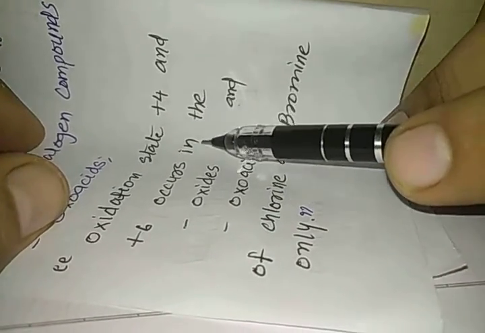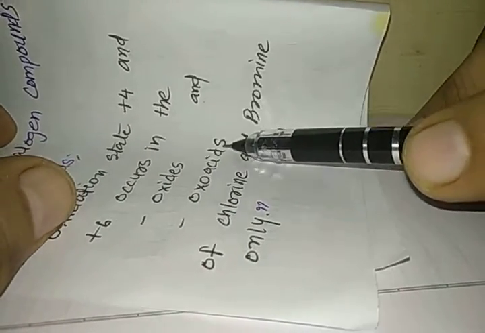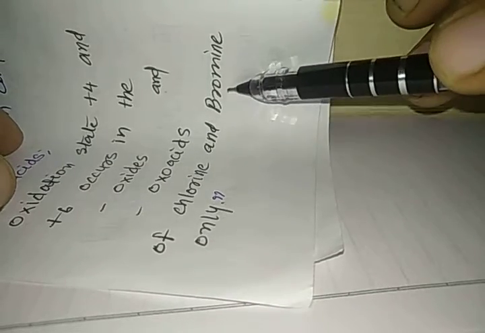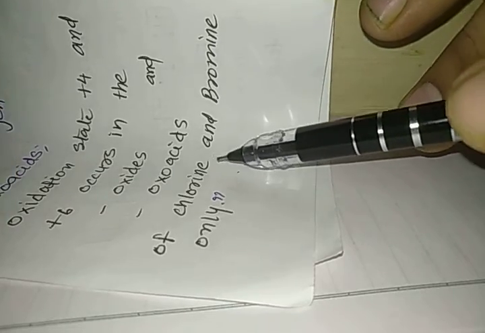Oxidation states +4 and +6 occur in the oxides and oxoacids of chlorine and bromine only. Please remember that they show -1, +1, +3, +5 and +7 oxidation states, but +4 and +6 oxidation states can also be seen in the case of the oxides of chlorine and bromine. Just want to tell you one more thing, that the oxides of bromine are not so stable. So this is how we can understand that +4 and +6 oxidation states are also possible in the oxides of chlorine and bromine.